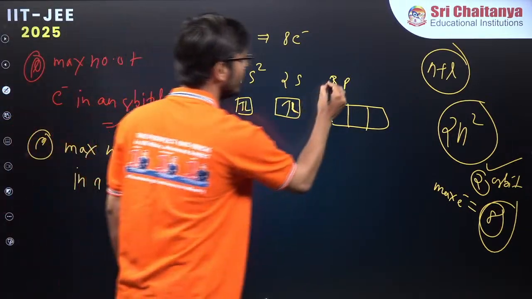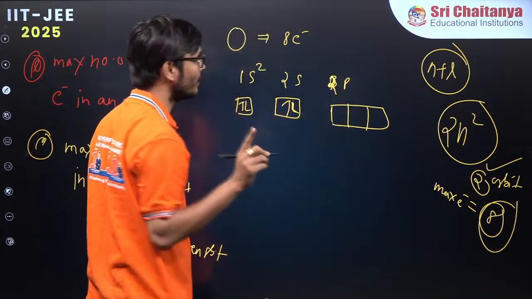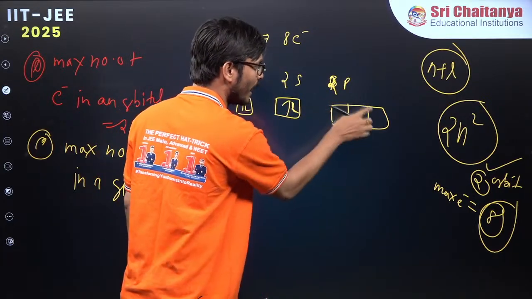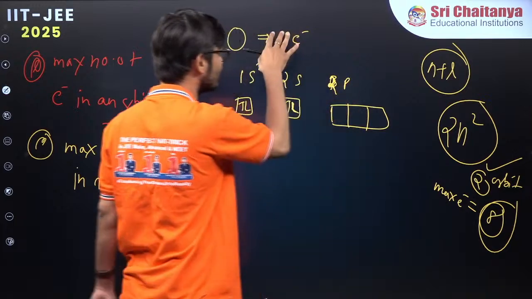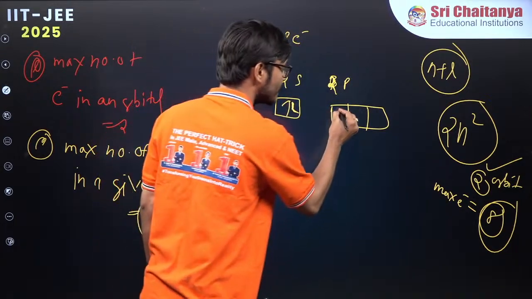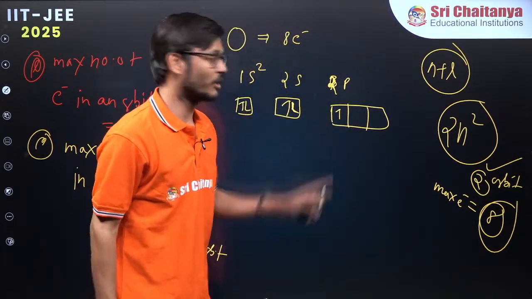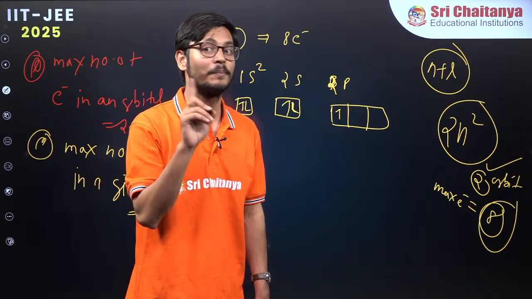Okay. So, 2p can have maximum electron 6. 2 in this box, 2 in this box, 2 in this box. We can have maximum 6 electrons. But how much is required? 4. Fill the 4, starting with 1. Now, should I pair it? No, I will not pair it.